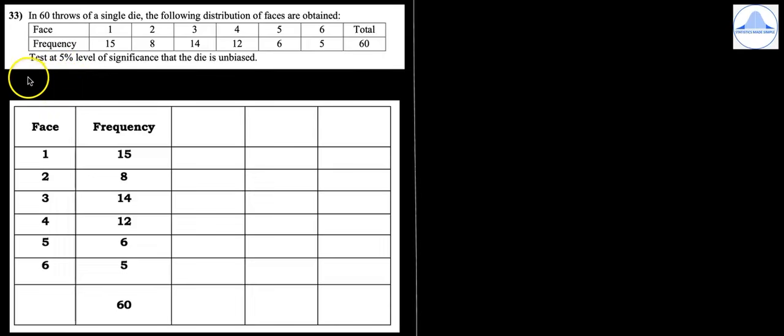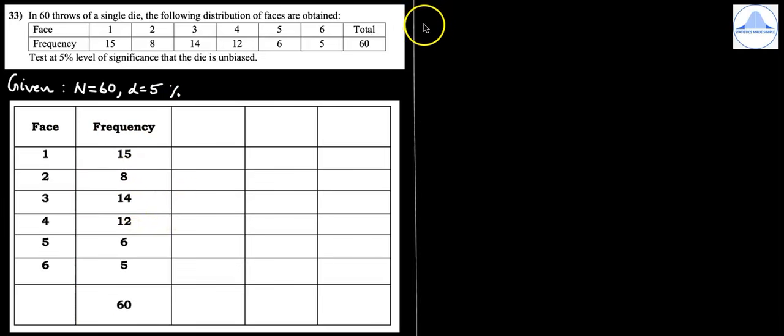So let us first write down the information which is given. They have said that in 60 throws of a single die. So you can write given, capital N is equal to 60 and then write alpha is equal to 5%. Next I've rewritten the table again. Let's come back to the table after a little while.